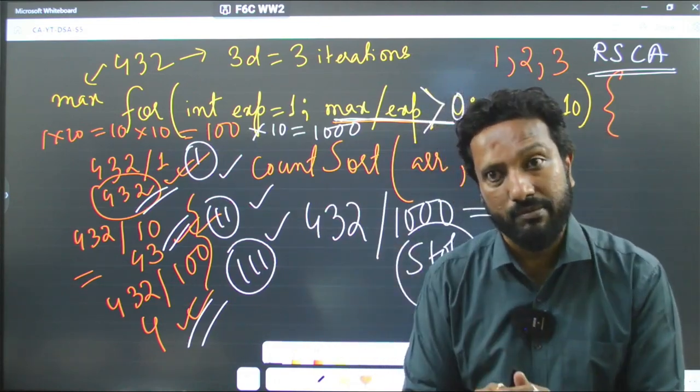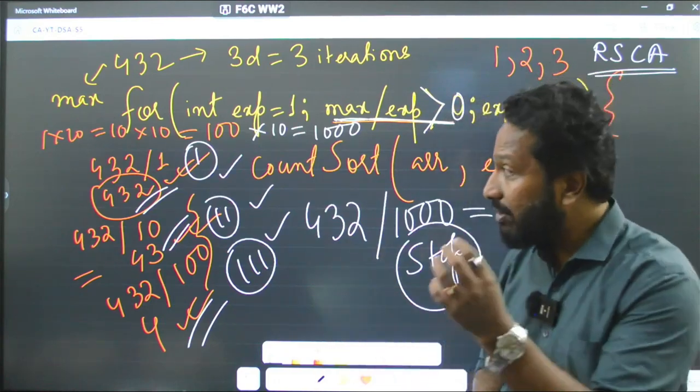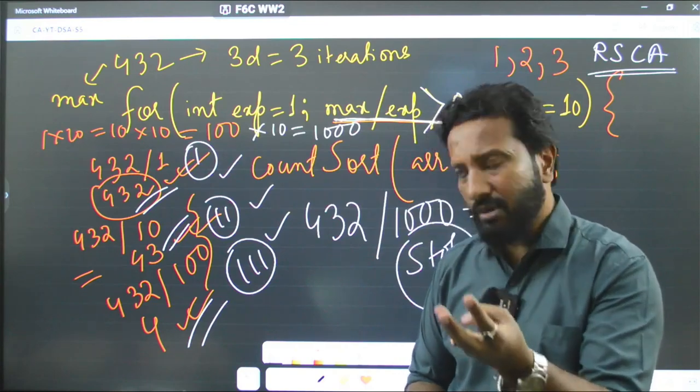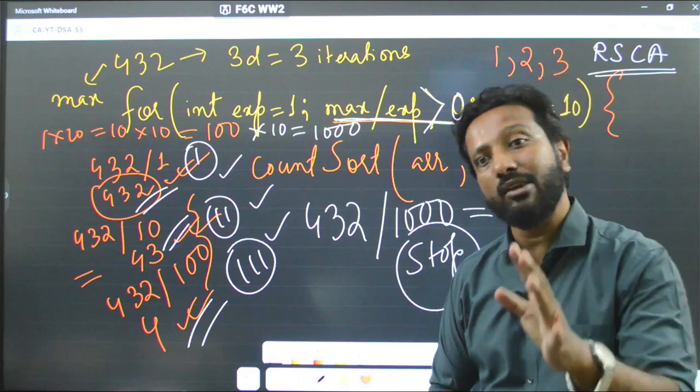We have learned both of them, and the time complexity remains the same for both. So we have learned bubble sort, selection sort, count sort, and radix sort. Four algorithms we have done.